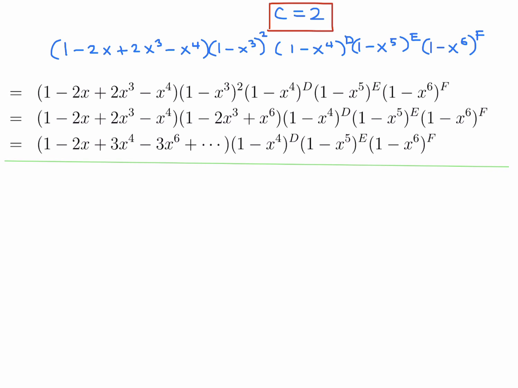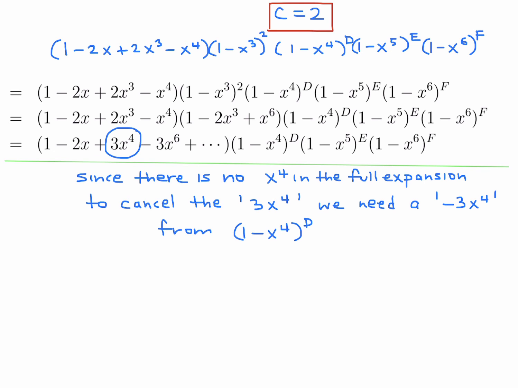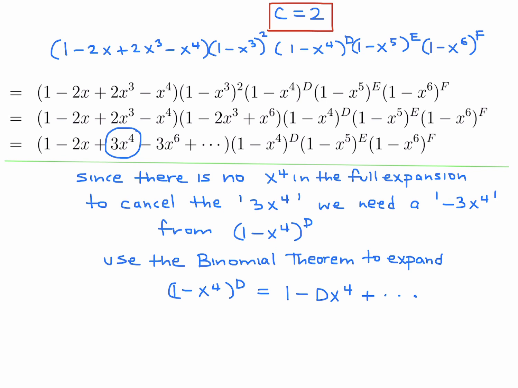So there is no x to the fourth in the full expansion, so we have to cancel this 3x to the fourth with a minus 3x to the fourth. And that minus 3x to the fourth has to come from (1 minus x to the fourth) to the power of d, because that's the only term that has x to the fourth in it. So again, use the binomial theorem to expand this. And you only need to expand just so you get the first two terms, and that will easily show you that this must be equal to the minus 3x to the fourth. So minus dx to the fourth must be equal to minus 3x to the fourth, and therefore d is equal to 3. So now I have got another variable.